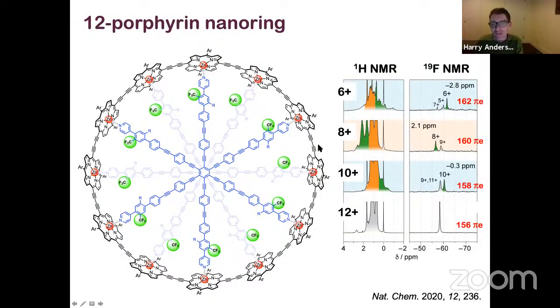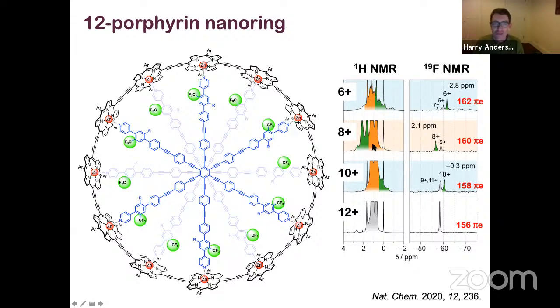If you look at the proton NMR and fluorine NMR spectra of this 12-porphyrin nanoring bound to those templates in the 6+, 8+, 10+ and 12+ oxidation states, you can see there's a shielding in the fluorine peak in the 6+, meaning that it's aromatic, as you'd expect for 162 π-electrons. In the 8+ it has an antiaromatic ring current, the 10+ a slightly aromatic one, and in the 12+ it's essentially non-aromatic. You get that most clearly from the fluorine NMR, but you can also deduce it from the trihexylsilyl peak, although it's quite difficult to assign the inside and outside trihexylsilyls.